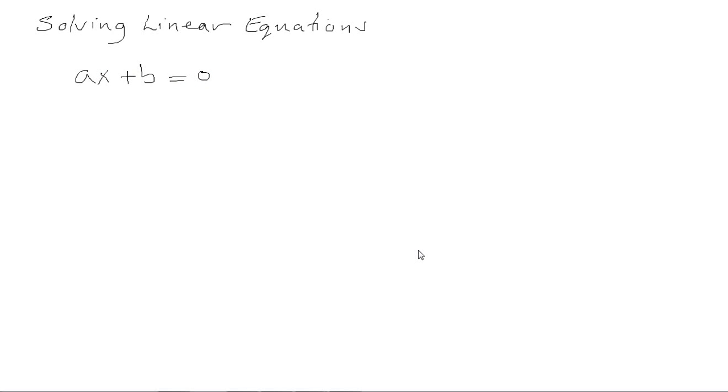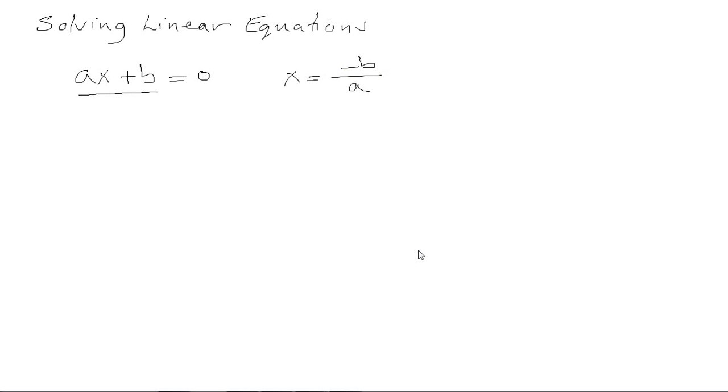So notice that this part of the equation is a polynomial of degree 1, and on the other side of the equality sign you have 0. So this is a linear equation, and a linear equation like this always has a unique solution, that is x equals minus b over a.